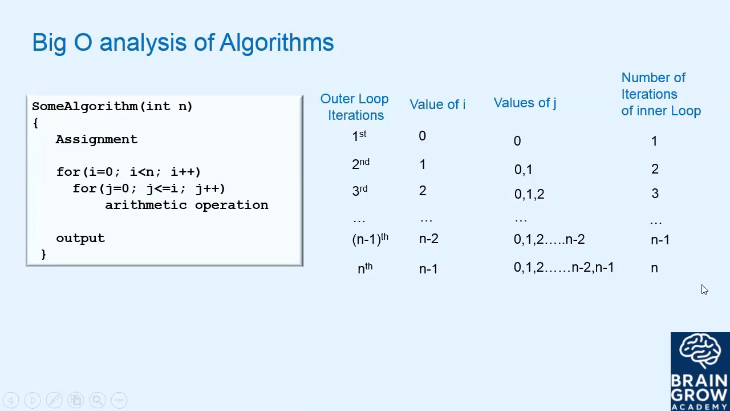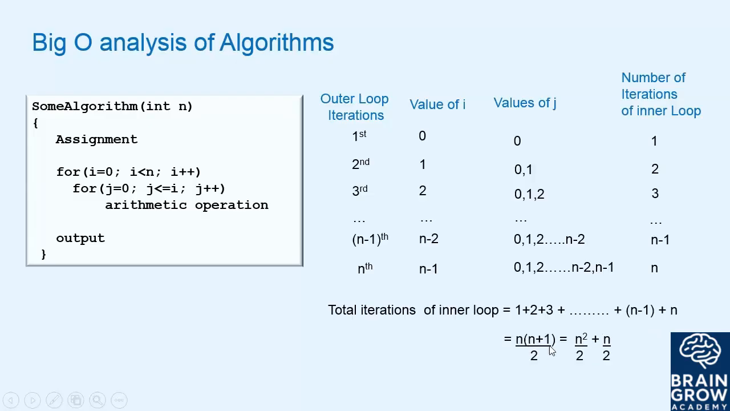Now we can add all these values to get the total number of times the inner loop iterates. So here we are adding all these values. This is the sum of n natural numbers, and the formula for summation of n natural numbers is n into n plus 1 by 2. So time complexity is this, and this is order of n square.